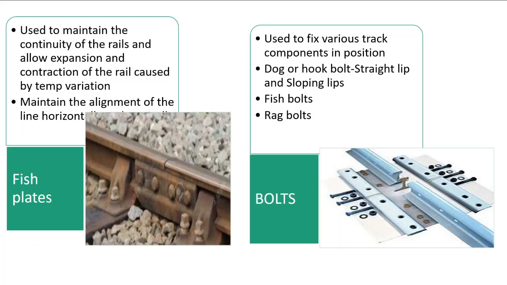We know that a rail is of a particular length. So, for placing of the railway track, a number of rails have to be connected to each other. To connect these rails to each other and to maintain the continuity of the track, fish plates are used. See, in this image we can see this is one rail and this is another rail. There is a gap. These two rails are different. To connect these two rails, this member is used, which is called a fish plate.